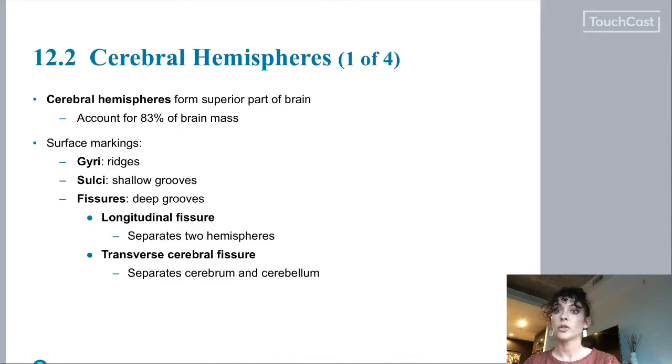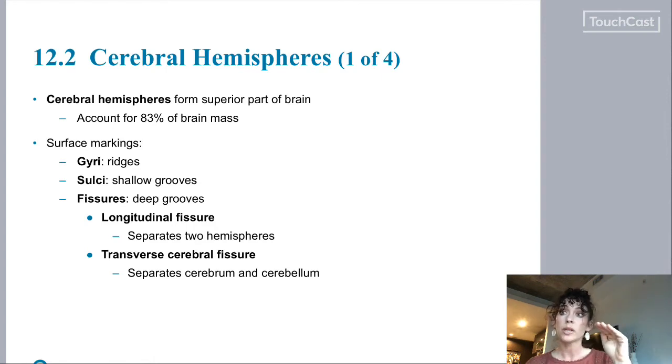Everyone, today we are going to focus on our cerebral hemispheres, our section 12.2. The cerebral hemispheres account for about 83% of our brain's total mass. When we think of our brain, the hemispheres are the part that we see. So they're going to be full of grooves and ridges.